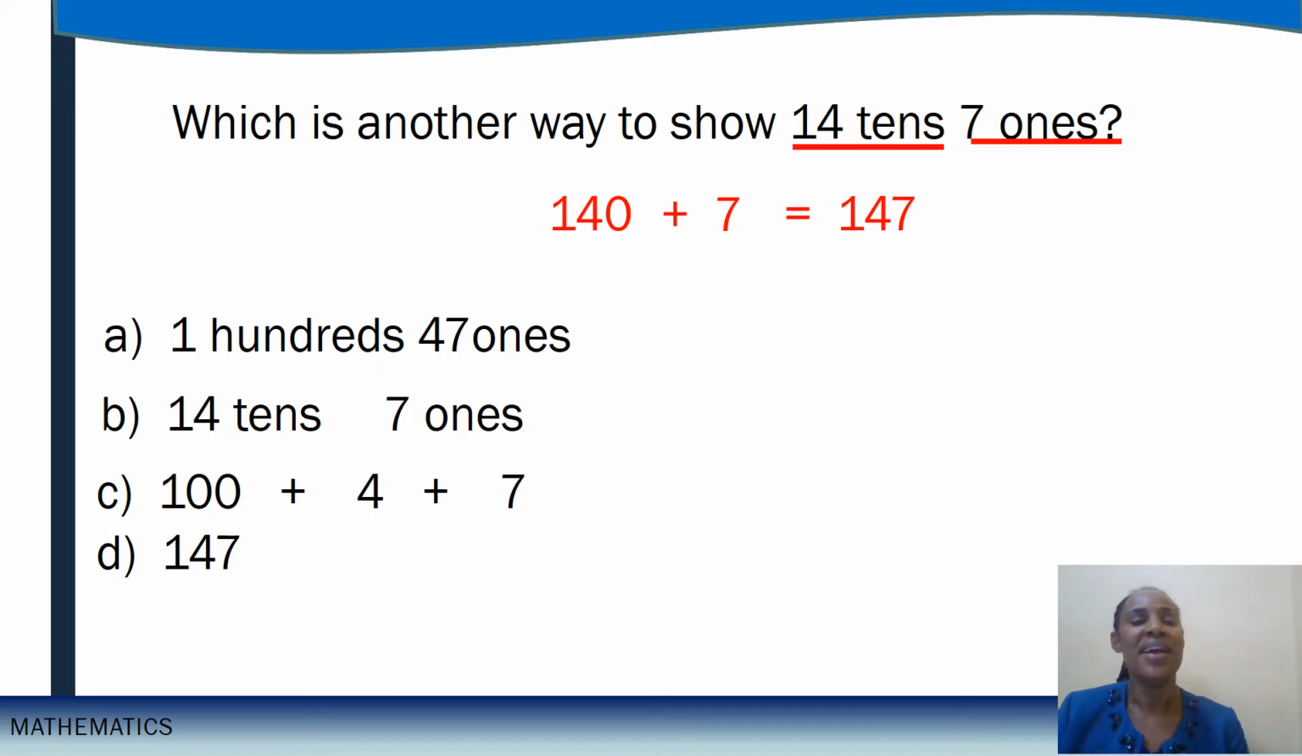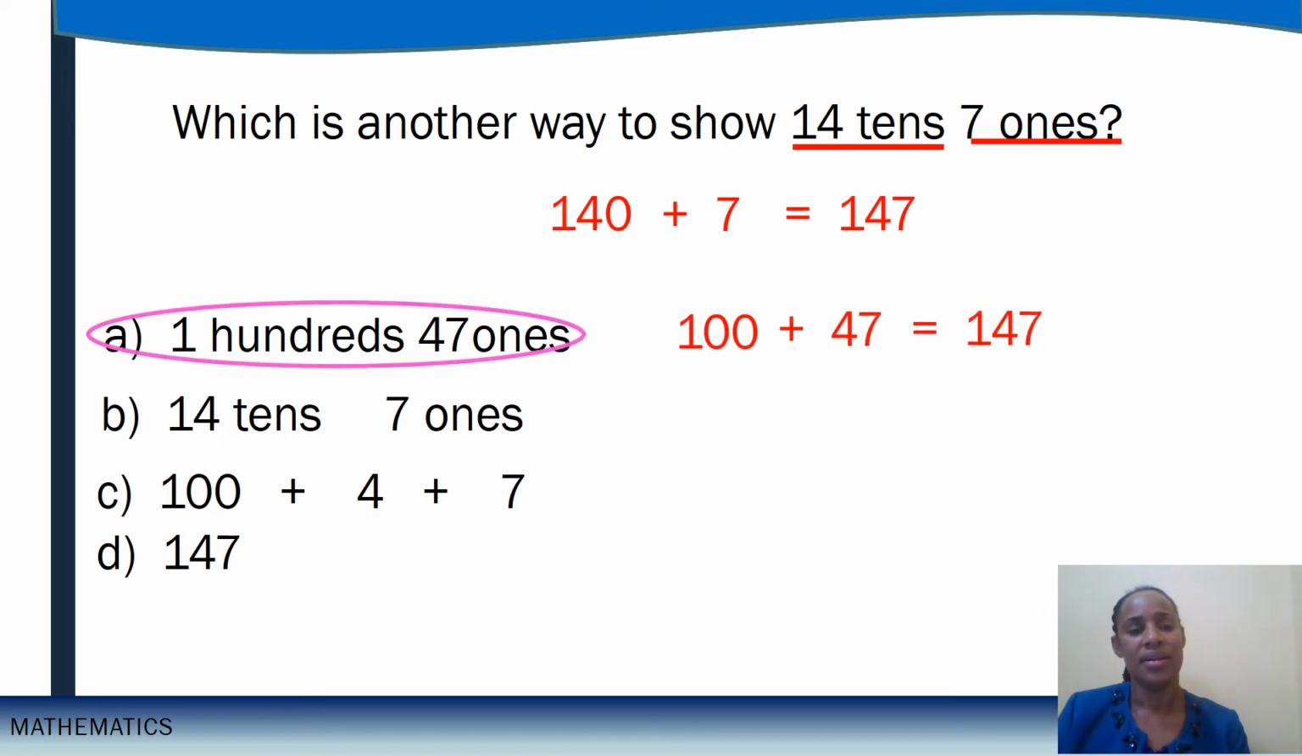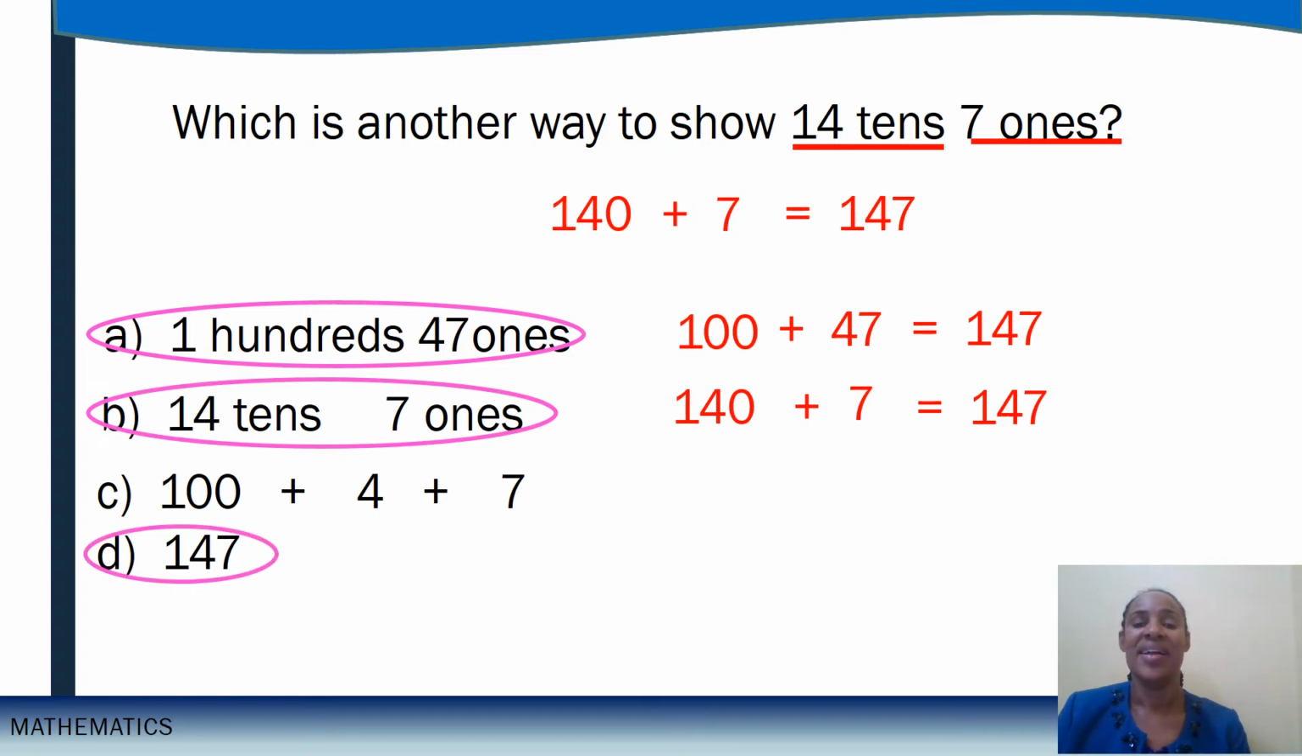Great. D is a giveaway, and that's an easy one for you. It's just another way of writing the number 14 tens, 7 ones. So let's look at the choices. Here we go. Excellent. So there we have it. A, B, and D are the same as 14 tens, 7 ones. Boys and girls, you are just getting better and better. I am so proud of you.